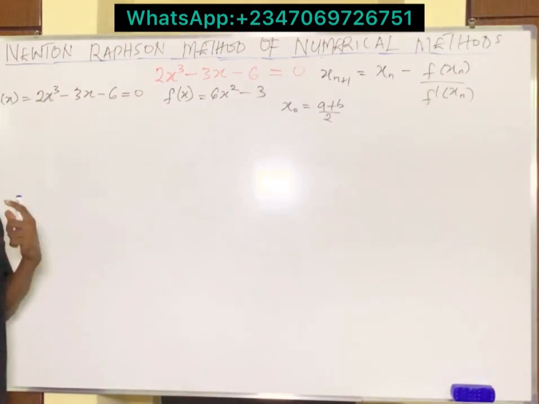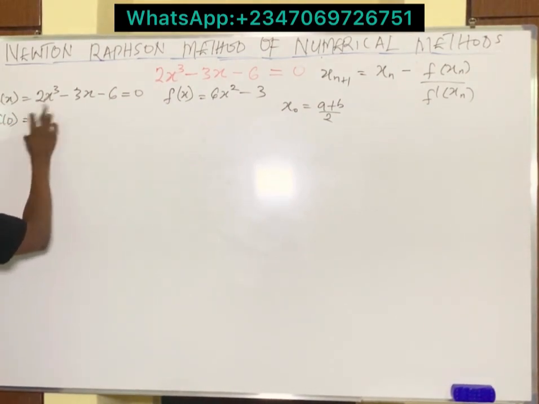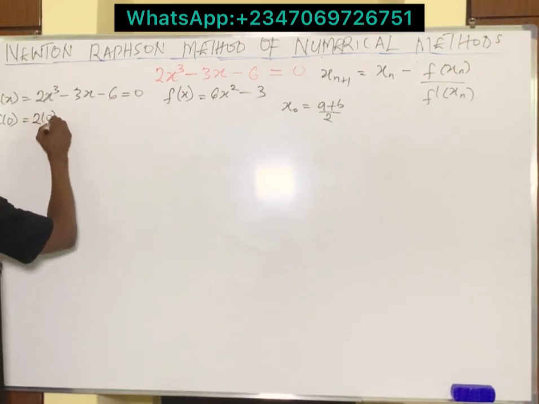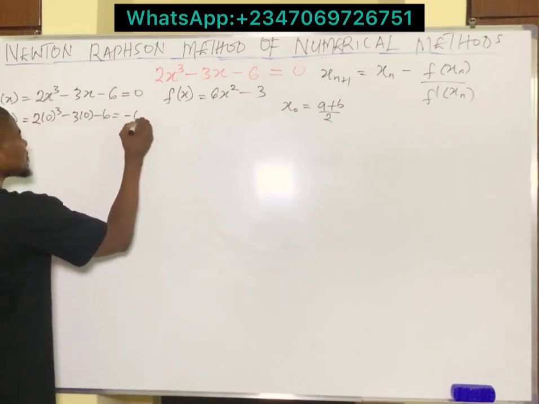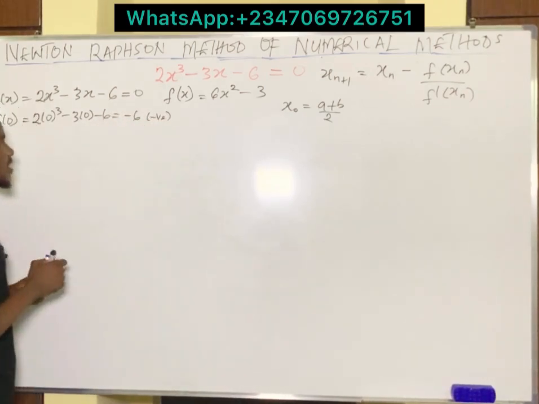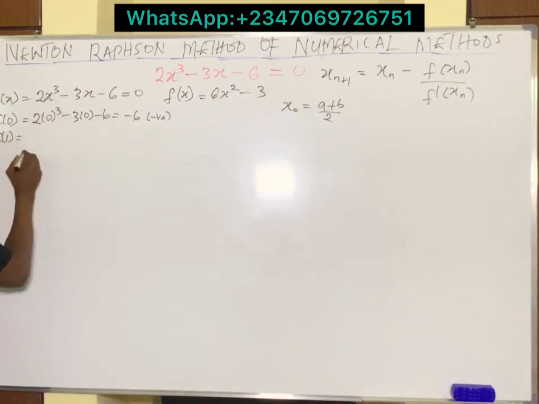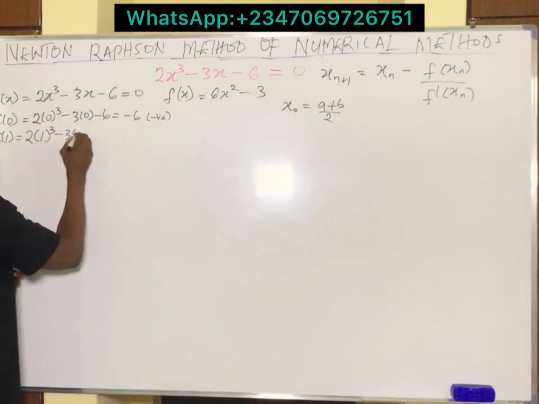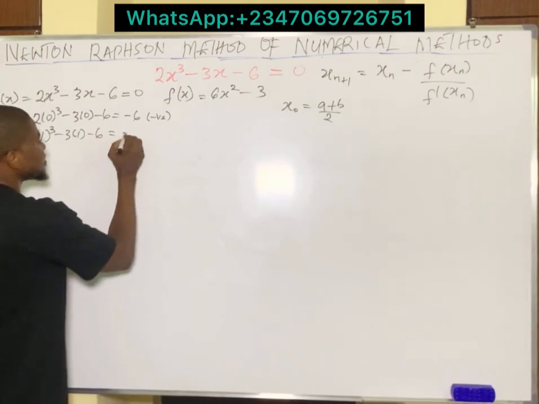So we can simply start with 0. If x is equal to 0, we can now find f(0). That simply means plug x into this equation as 0. If we do that, we simply have 2 into 0 to the power of 3 minus 3 into 0 minus 6. This gives us negative 6, and this value is negative. So we move on to the next value, 1. We find f(1). f(1) is equal to 2 into 1 to the power of 3 minus 3 into 1 minus 6. If you do everything together, this is 2 minus 3, which is negative 1, minus 6, and that's simply negative 7.